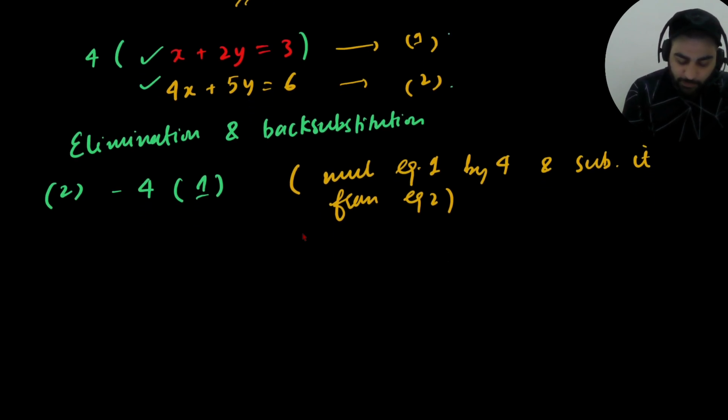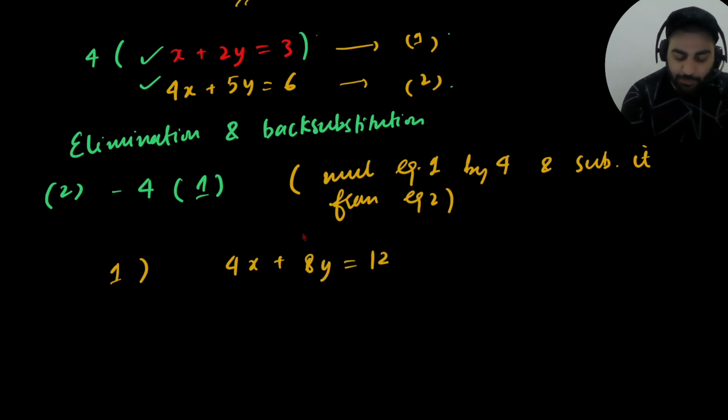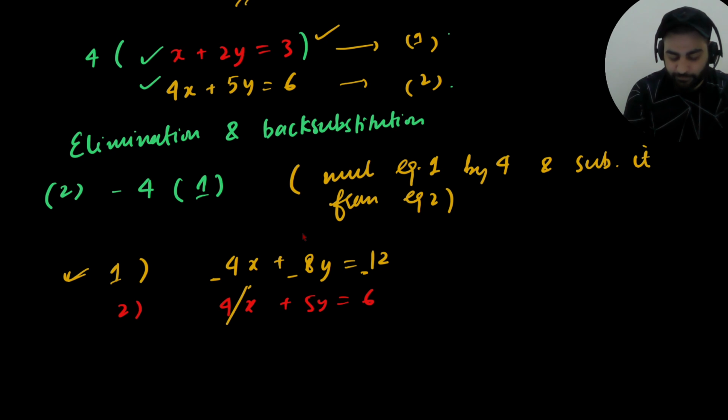Equation 1 will now become 4x plus 8y is equal to 12. The second equation is as it is: 4x plus 5y is equal to 6. We are subtracting the first equation, so these signs will change, and the 4x terms will get cancelled out. We are left with 5 minus 8, which is minus 3y, equal to minus 6, and y is equal to 2.